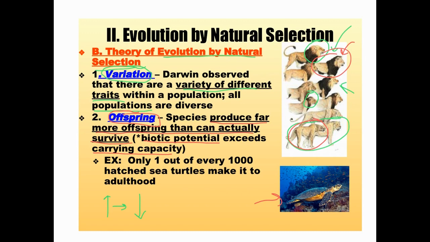If you're a sea turtle and you lay your eggs on the beach, only about 1 out of every 1,000 of your little baby sea turtles are going to make it to be an adult. So the vast majority of them are going to die. Why do most of them die? And what makes that one survive? Well, because they have adaptations. There's something about them that made them a little bit more adaptable to their environment. They were able to survive in their environment.